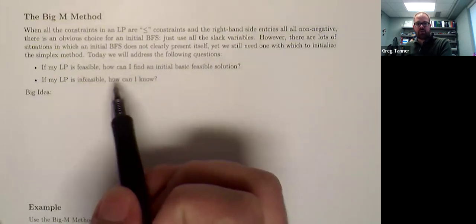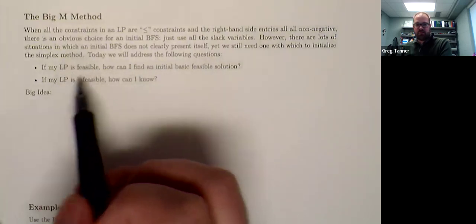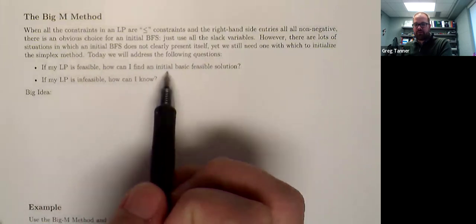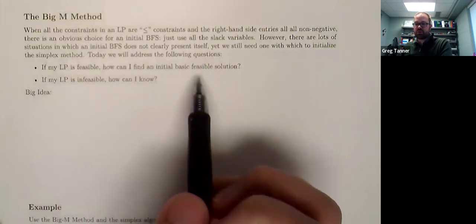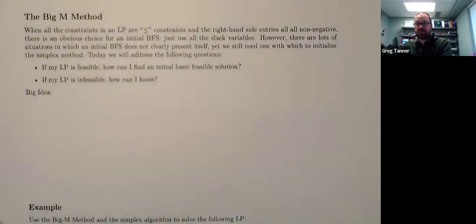So today we're going to address these two questions. If my linear program is feasible, how can I find an initial basic feasible solution? Once I've found one, I can follow the simplex method through to find the optimal solution. The other question that we'll consider is, if my LP is infeasible, how can I know?